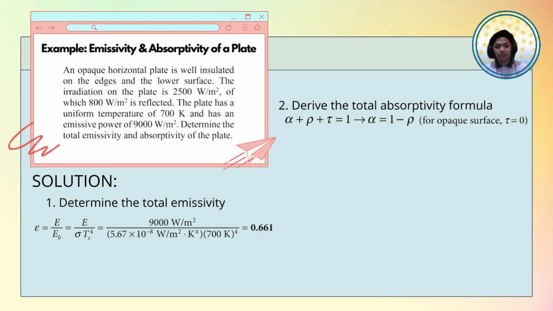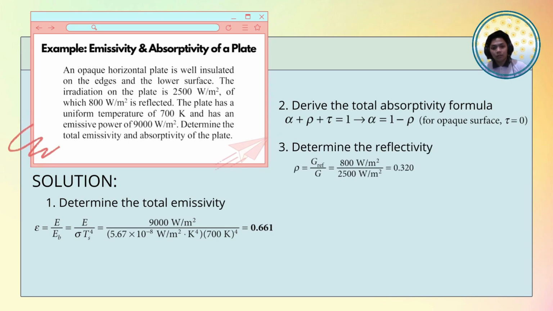Since this is an opaque surface, the formula we will use for absorptivity is 1 minus the reflectivity. To determine the reflectivity, we have to find the ratio between the reflected radiation and the irradiation on the plate, which is 800 over 2500, that will result in 0.320.